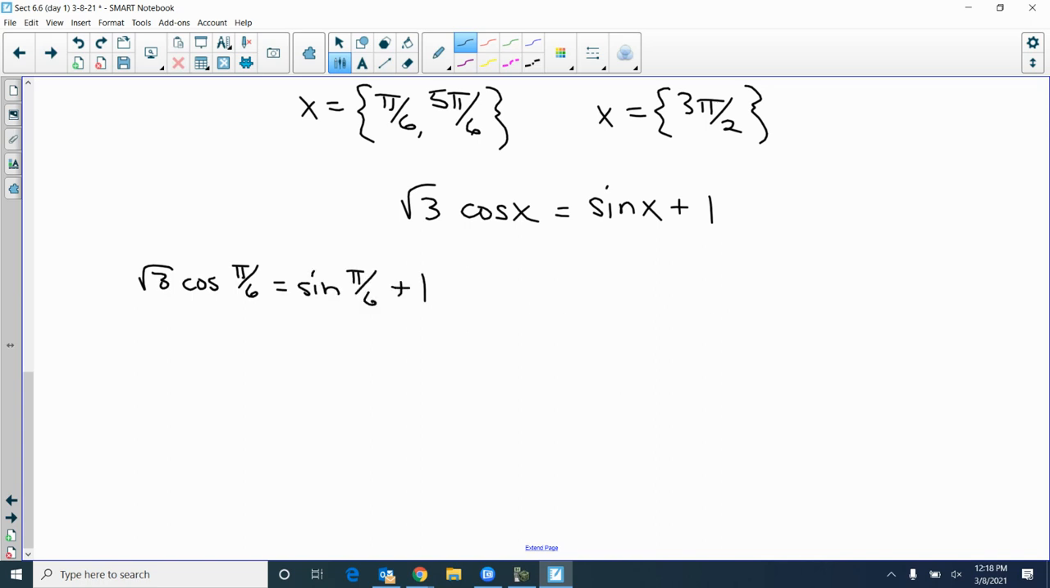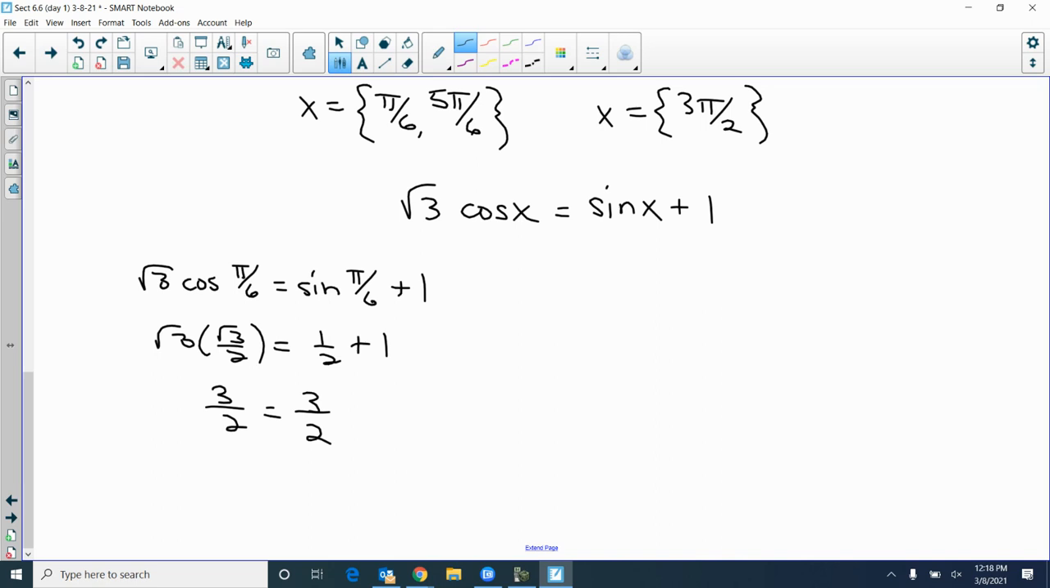Cosine of pi over 6 would be square root of 3 over 2, right? Obviously. And then sine of pi over 6 is going to be 1/2. There you go. I just want to make you feel a little uncomfortable here today. It's all right. 3 halves equals 3 halves. That's what I got. They work? All right, it should work.